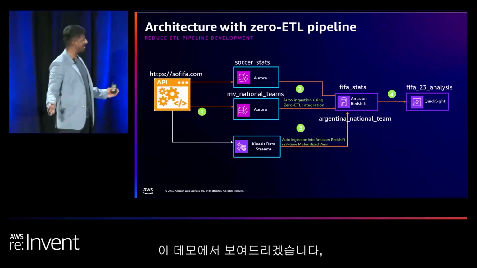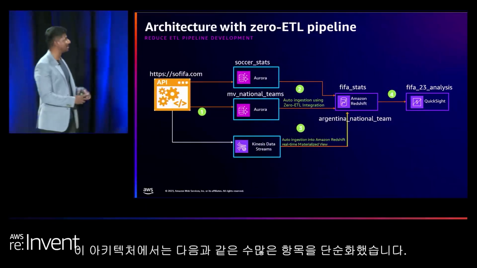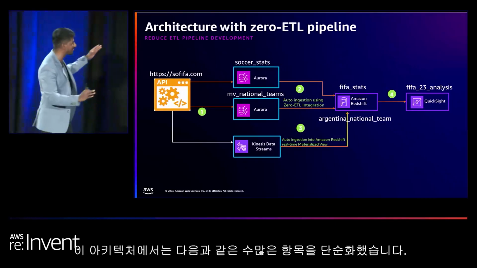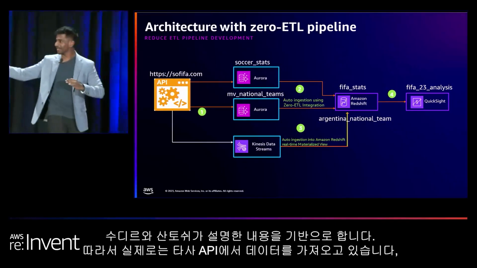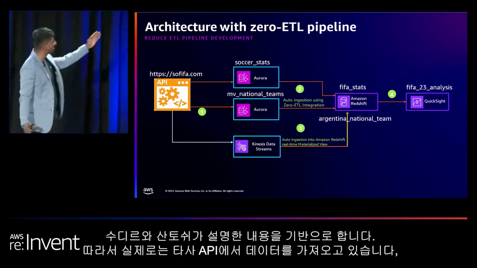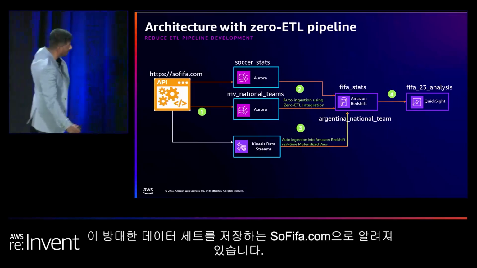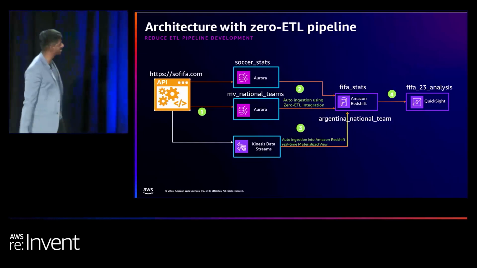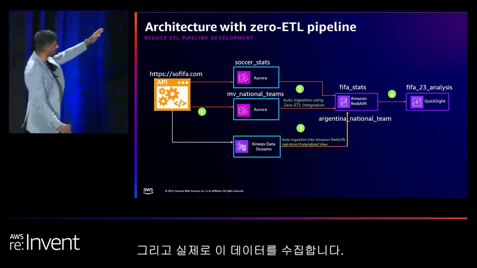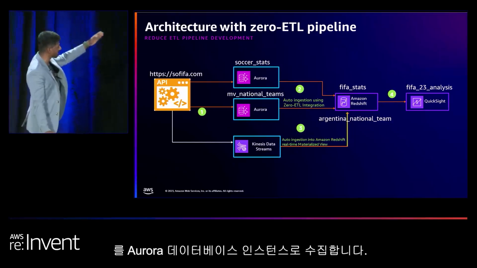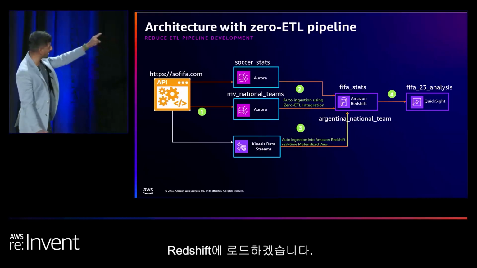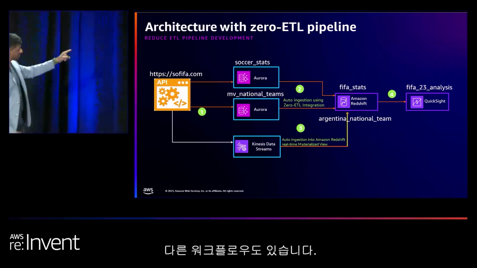So in this demo which we're going to show, in this architecture, we've simplified a ton of these items based on what Sudhir and Sanjay just explained. We're pulling data from a third-party API known as sofifa.com, which stores this massive data set. Then we're going to ingest that into Aurora database instances. We're going to load that into Redshift. We also have another workflow.